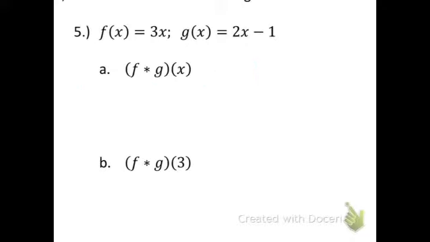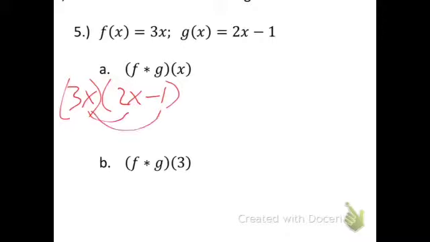Moving on to 5, again, make sure you put your functions in parentheses, so you remember to do distributive property. So distribute across both of those. 3x times 2x is 6x squared. 3x times 1 is just 3x. So 6x squared minus 3x.